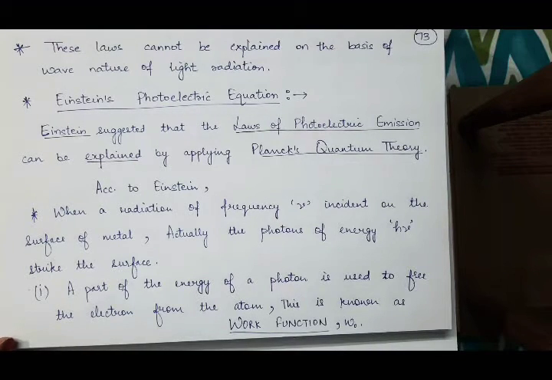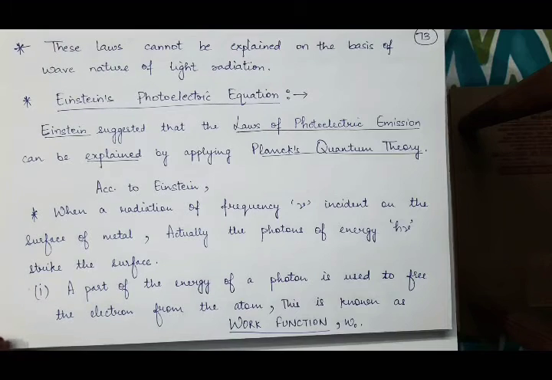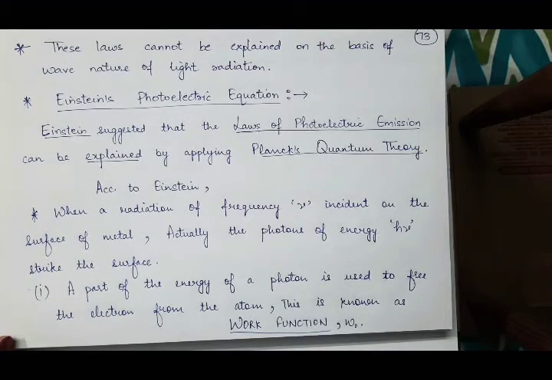So Einstein used Planck's quantum theory, and according to Planck's quantum theory, E is equal to h nu, which means the radiation consists of packets of energy known as photons, and each photon has energy E is equal to h nu, where h is Planck's constant and nu is the frequency of each photon.